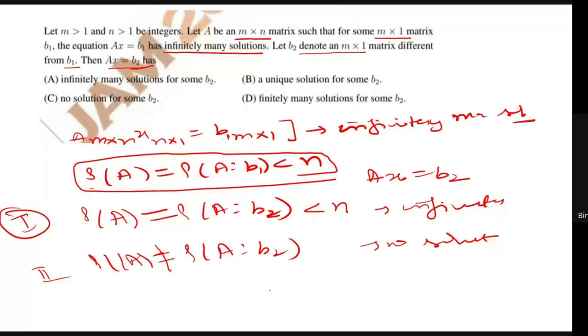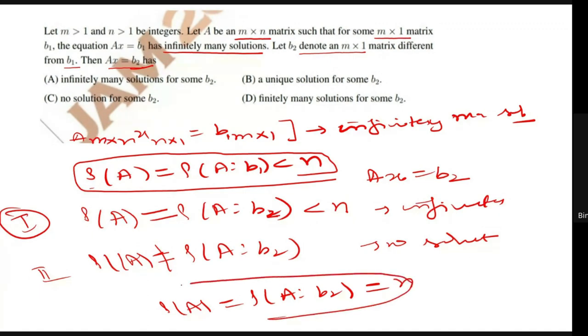Is it possible that it gives a unique solution? Is it possible, and is the condition of the unique solution this? So the unique solution option is cancelled out automatically. Infinitely many solutions for some B2: all options contain "for some B2". So we can take B2 as a vector for which we have the infinitely many solutions conditions. So this option will be correct.